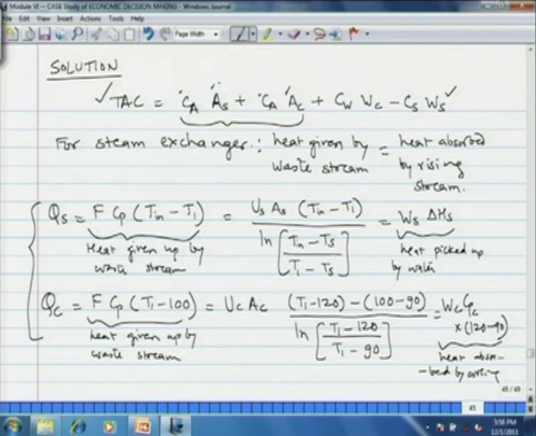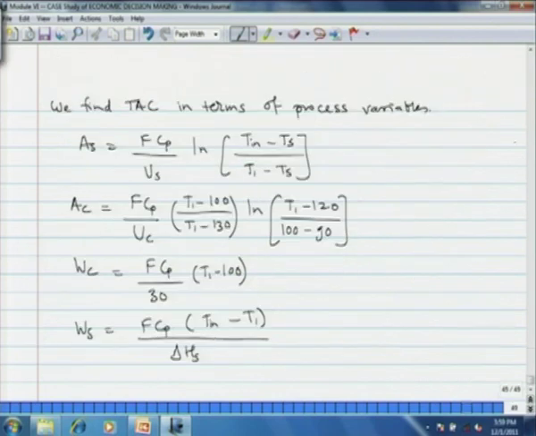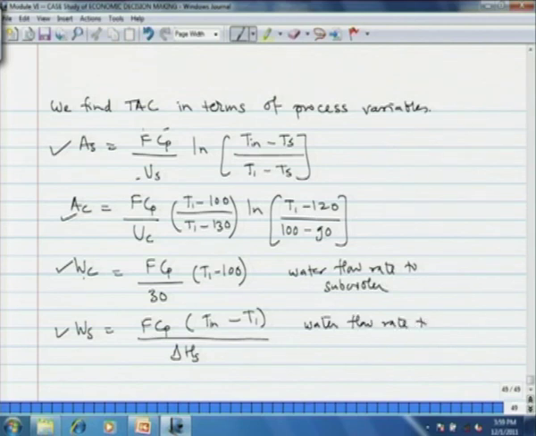After having done the heat balances for both exchangers, Qs and Qc, what we try to do is get the values of the 4 design variables: the area of the steam exchanger, the area of the subcooler, and the water flow rates for both systems, in terms of the process parameters. We have rearranged the equations to get As in terms of F, Cp, Us, T in, Ts, and T1. Similarly, there is an expression for Ac, the area of the subcooler, and then the 2 flow rates. Wc is the water flow rate to the subcooler and Ws is the water flow rate to the steam exchanger.